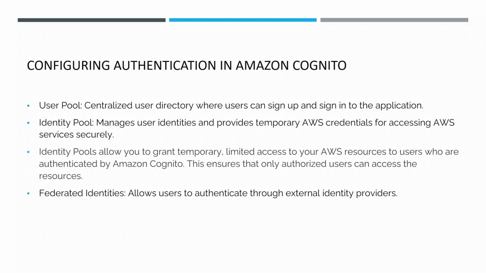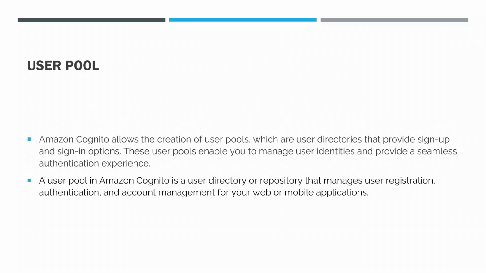So the next topic is configuring authentication in Amazon Cognito. First of all, the user pool. A user pool is a centralized user directory where users can sign up and sign in to the application. We will see more about user pools on this page. Amazon Cognito allows the creation of user pools, which are user directories that provide sign-up and sign-in options. These user pools enable you to manage user identities and provide a seamless authentication experience.